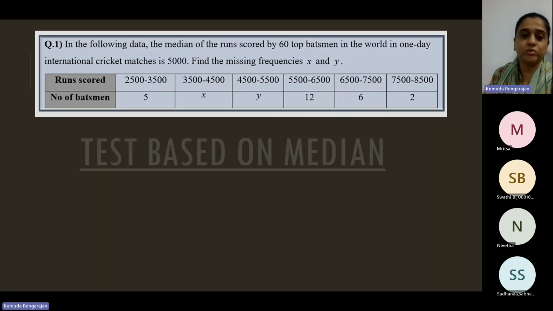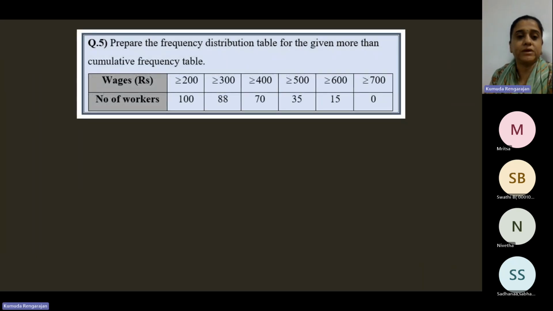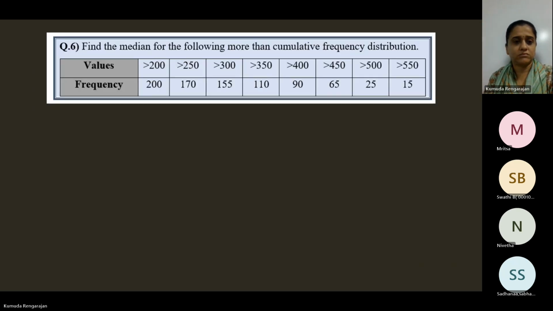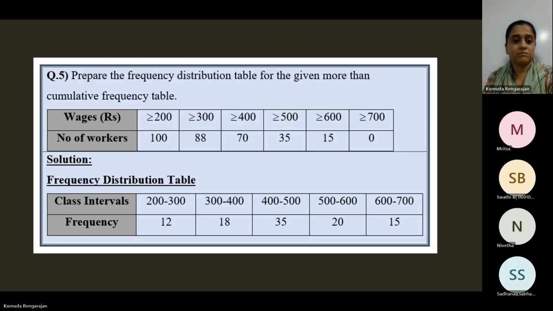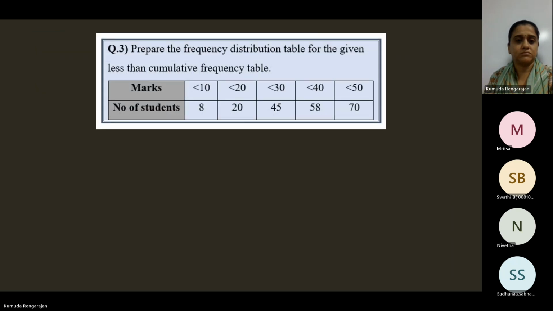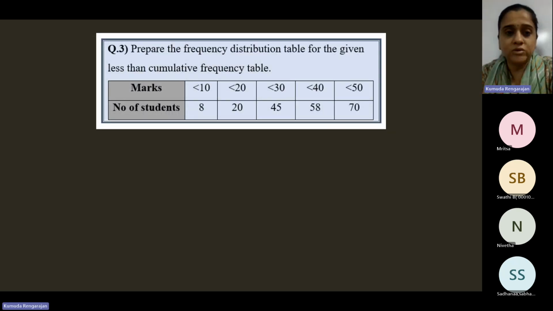Yeah, so we've done 1, 2, everything. Now, next is, yeah, this is the next one. Now look at the question. Prepare the frequency distribution table for the given less than cumulative frequency table.